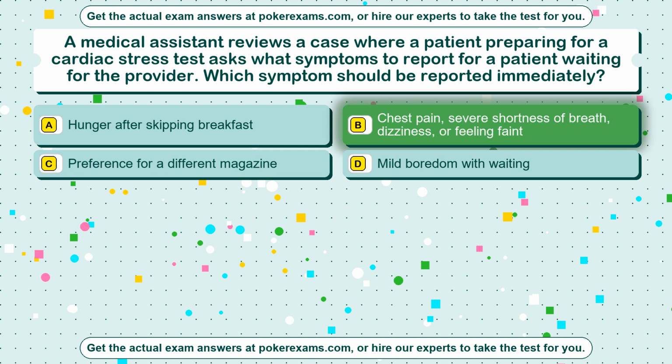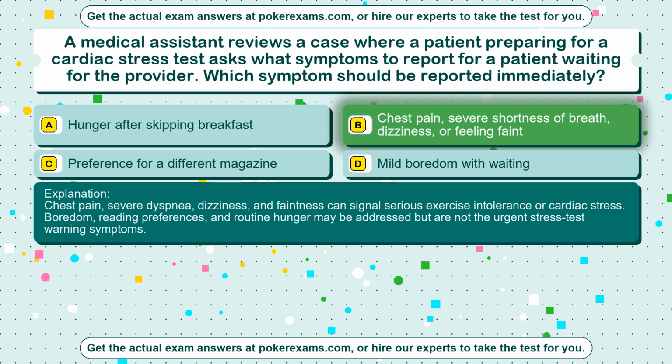The correct answer is option B, chest pain, severe shortness of breath, dizziness, or feeling faint. Chest pain, severe dyspnea, dizziness, and faintness can signal serious exercise intolerance or cardiac stress. Boredom, reading preferences, and routine hunger may be addressed but are not the urgent stress test warning symptoms.